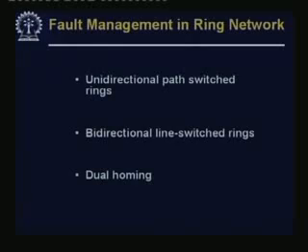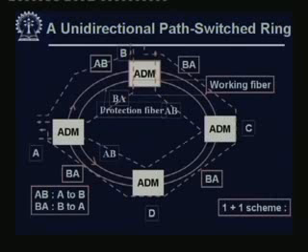We will look at two different cases, unidirectional path switched rings and bidirectional line switched rings, so UPSR and BLSR. This is a diagram for UPSR. We have AB meaning A to B and BA meaning B to A. First of all, you see that we have these two rings.